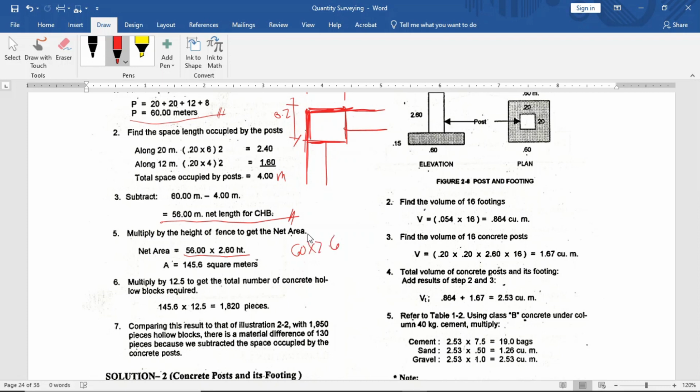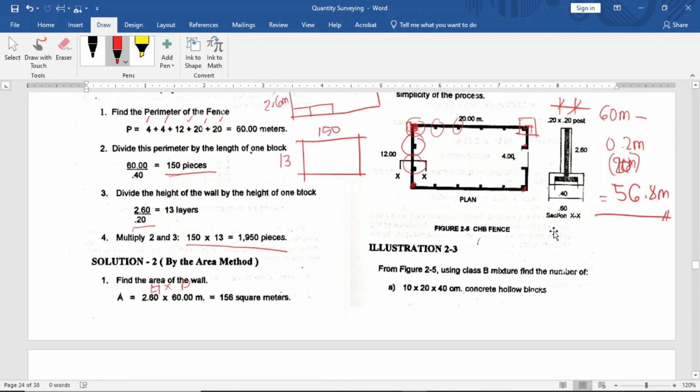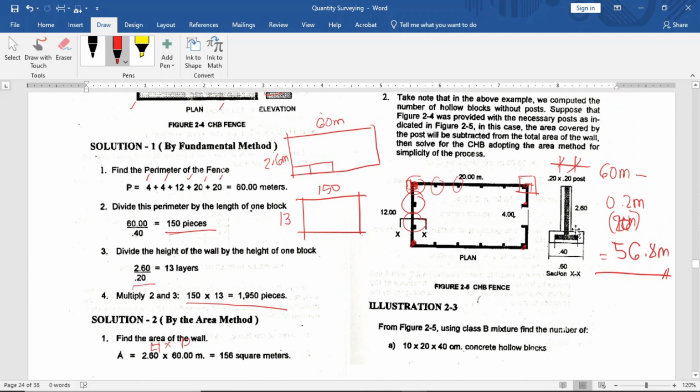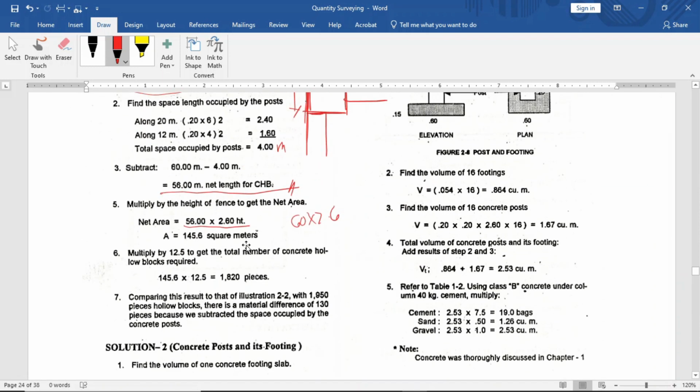So, saan nakuha ulit yung 2.6? Ito yung given natin. Yan, 2.6. So, ang total na area is 145.6 square meters. So, in 1 square meter, there is 12.5 pieces of CHB. So, 145.6 times 12.5 is equal to 1,820 pieces.